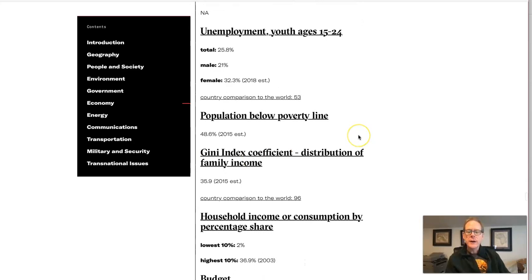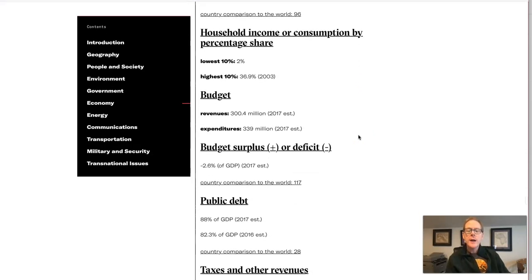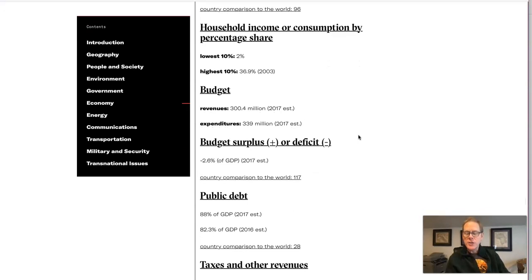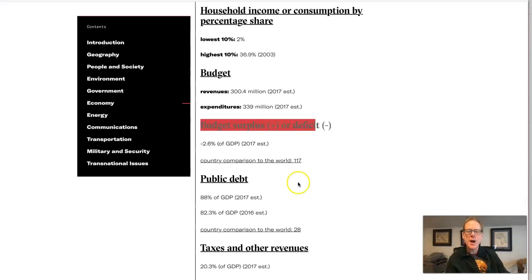Let me see here. Household income. Okay. Now, national budget, and this speaks to Bates here. What do we have? The national budget, we have revenues of $300 million, and we have expenditures of $339 million. Okay? Budget deficit, right? Now, we're used to that, but African countries, that's a problem.